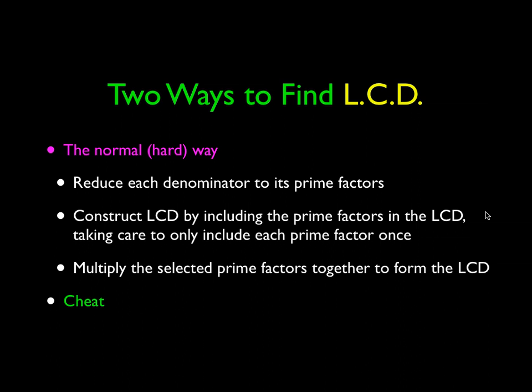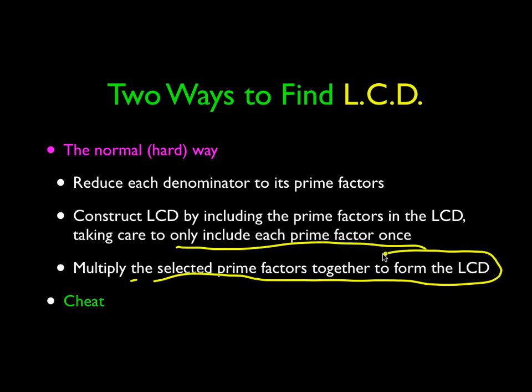There's the way that you're taught in school. That's the hard way. And I'll even show you the hard way. The hard way is you take each denominator and reduce it to its prime factors. What's a prime number, you say? Oh, sorry. That's one of the problems with the hard way. You've got to remember what prime numbers are, and you've got to know how to reduce a number to its prime factors. Then you construct the least common denominator by moving from left to right and bringing across each of the prime factors. And when you go from one fraction to the other, you only include each prime factor once. Okay? Then, once you have all the prime factors together, you multiply them together to form the least common denominator.